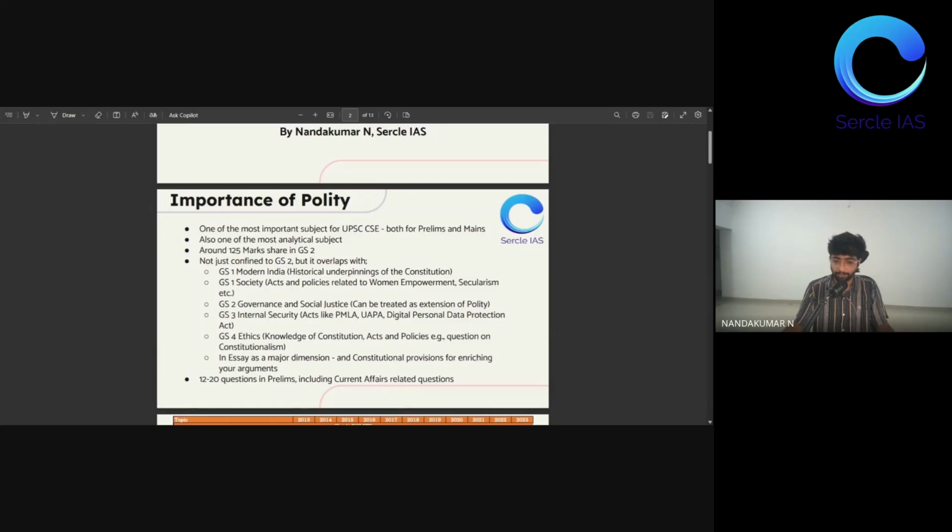If you are well versed in constitutional provisions, then you can enrich your answers or arguments by citing those constitutional provisions, maybe constitutional articles, etc. This is how we understand the importance of Indian polity for mains exam.